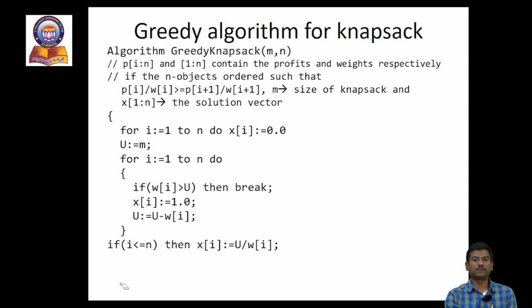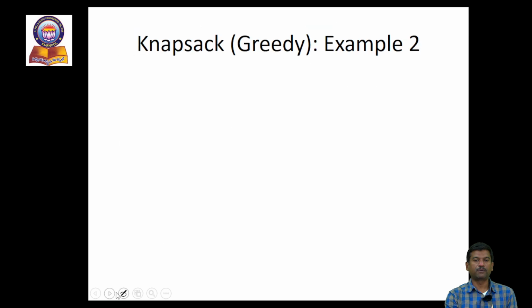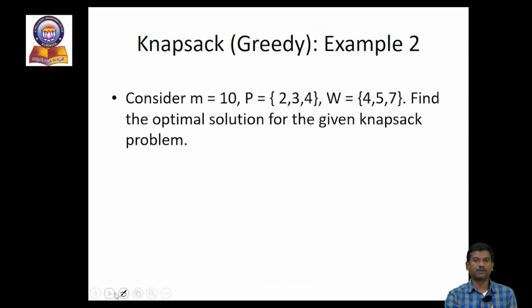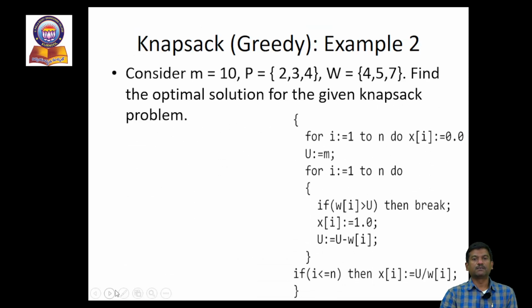That is how you can use the statement x of i equal to u divided by wi. And I will provide an example to solve the same kind of algorithm. So consider m equal to 10, that is, knapsack capacity equal to 10, the profits equal to 2, 3, 4, that is profit of the first item, second item, third item, and so on, and w equal to 4, 5, 7.